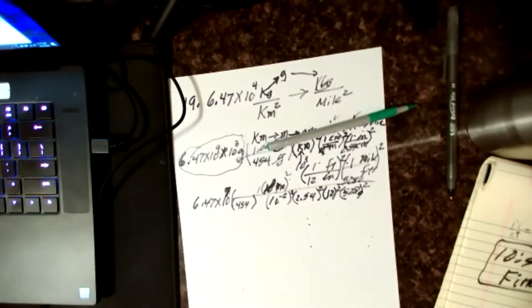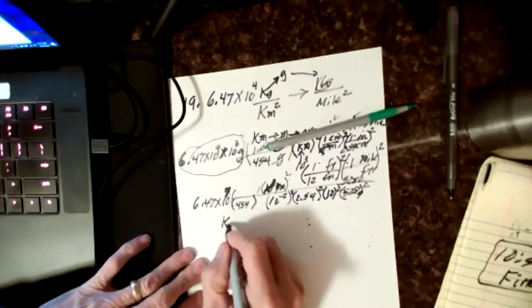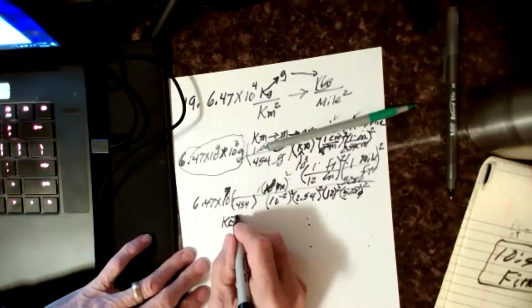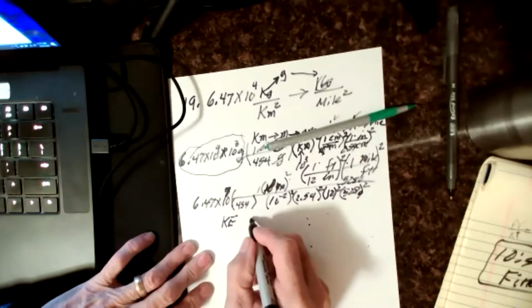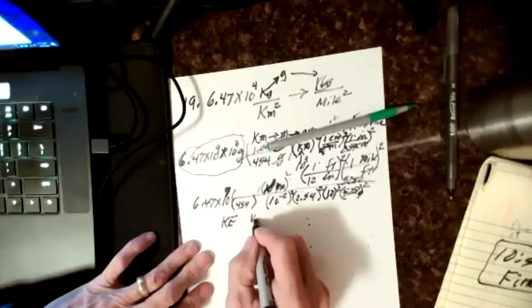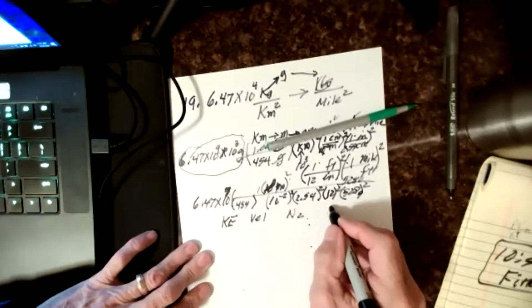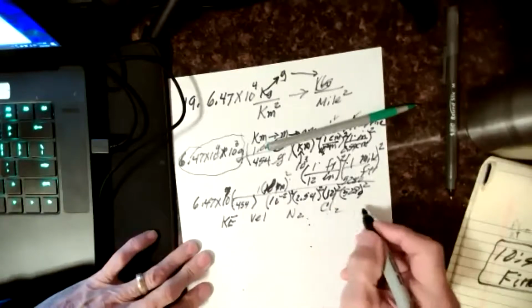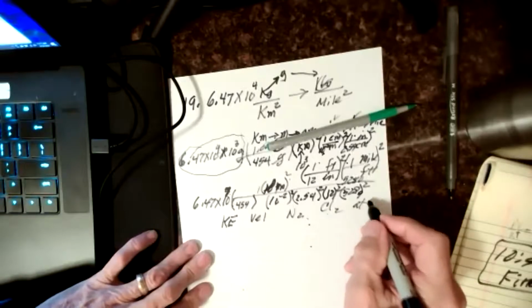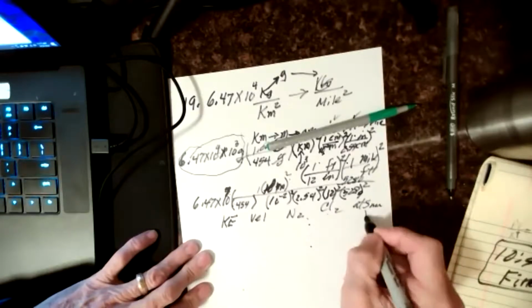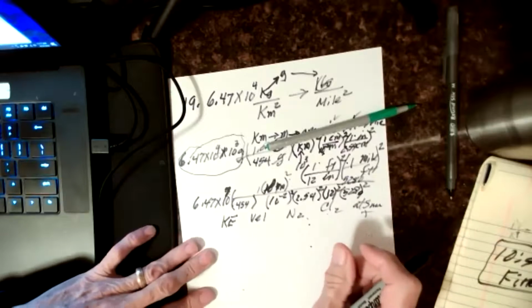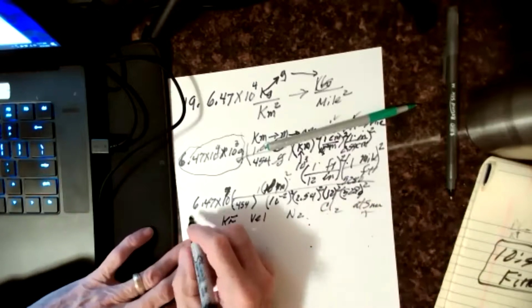The average kinetic energy and the average velocity of nitrogen gas at 300 degrees. We're going to compare the kinetic energy average and the velocity for N2 and Cl2 at the same temperature. Okay, so this is number 20.